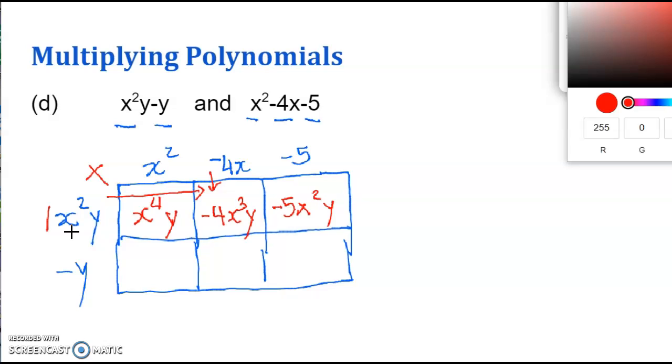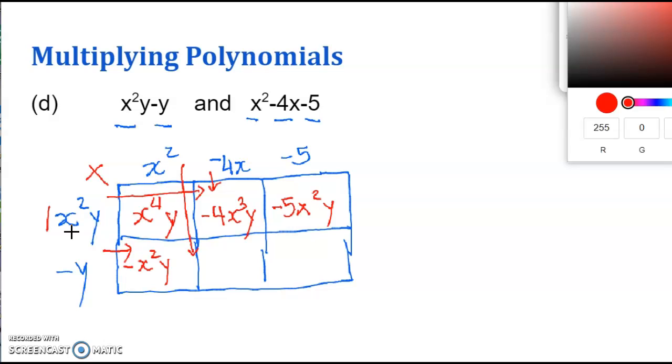Okay, then down here, x squared times negative y. So we're multiplying x squared times negative y. They're not like terms, okay? So you can't raise the exponent, so it just becomes x squared y, but it's negative, so it's going to be negative x squared y.